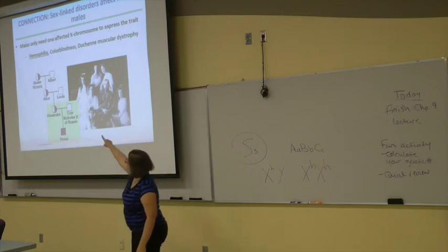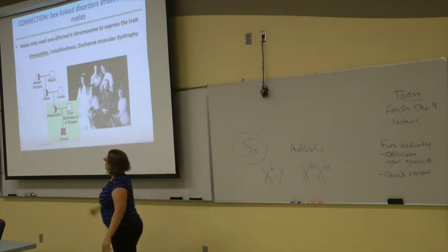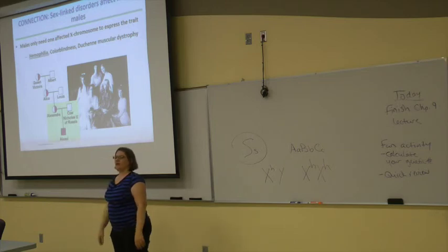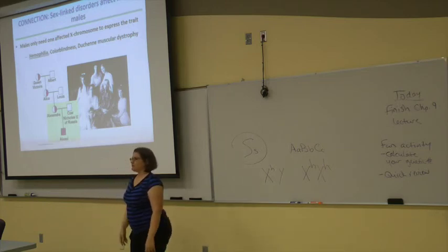So let's take a look at this pedigree right here. Who do we start with? Who are Queen Victoria and Albert? Where were they the royal family from? History, guys, come on.